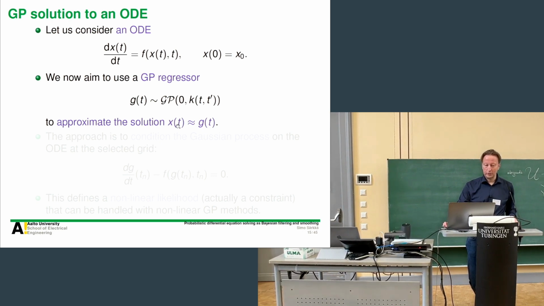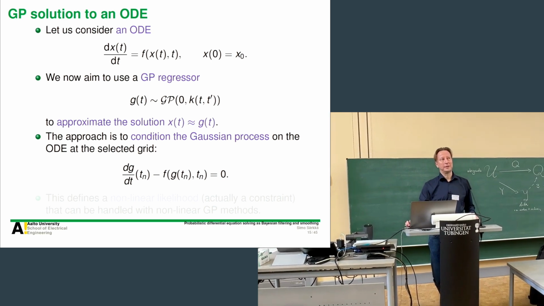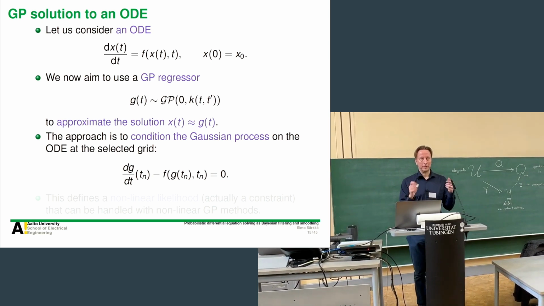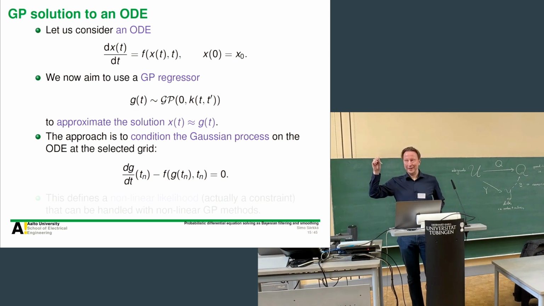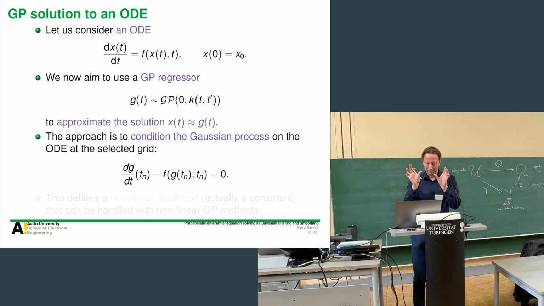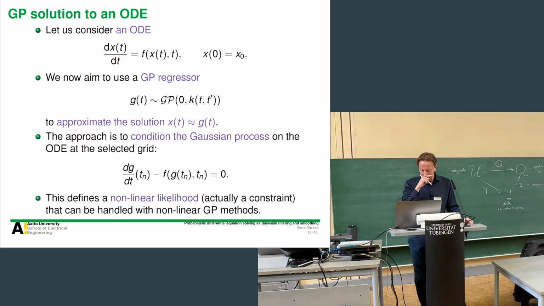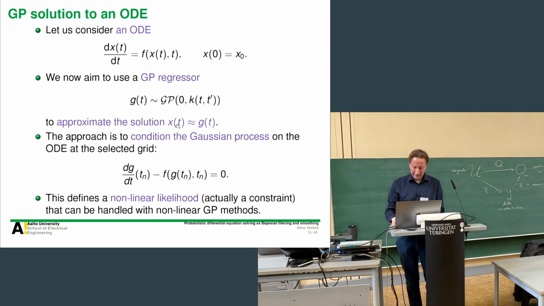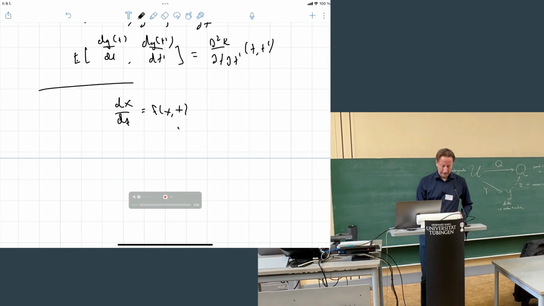Then we condition the Gaussian process, but instead of conditioning it directly on measurements, we don't have a measurement of g of t, and we don't have a measurement of the derivative of g of t. We have a measurement of the derivative of g of t minus f of g of t. I have just rewritten the ODE by moving everything to the left-hand side. This defines a nonlinear likelihood, or more like a constraint, that can be handled with nonlinear GP methods. It is actually quite an interesting problem even without going to those filtering methods. Let's see what it actually means.